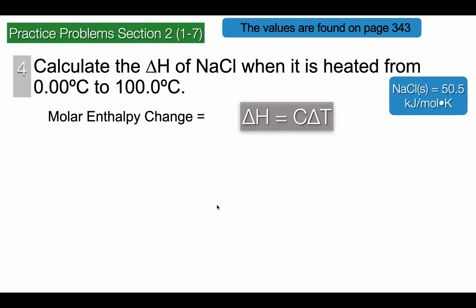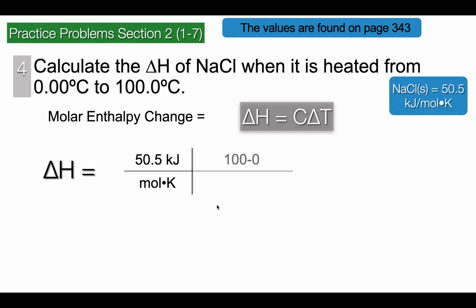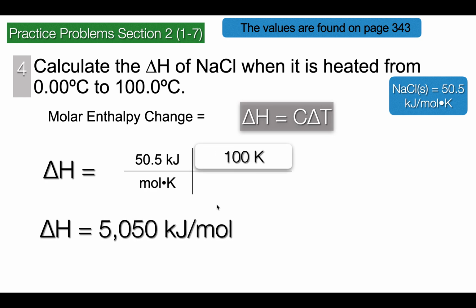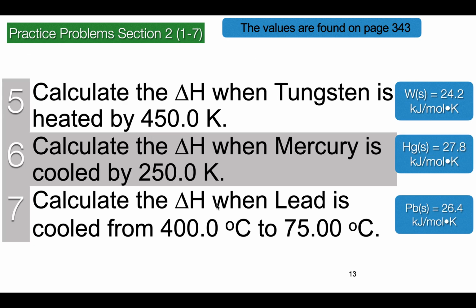Number 4, calculate the delta H of NaCl when it is heated from 0 to 100. The molar enthalpy, or specific heat, for NaCl is 50.5. So delta H is 50.5 times 100 minus 0, which is 100, and that gives you 5,050 kilojoules per mole.